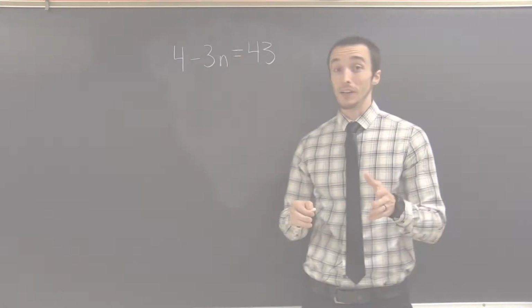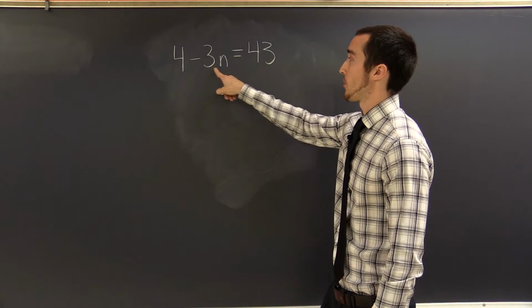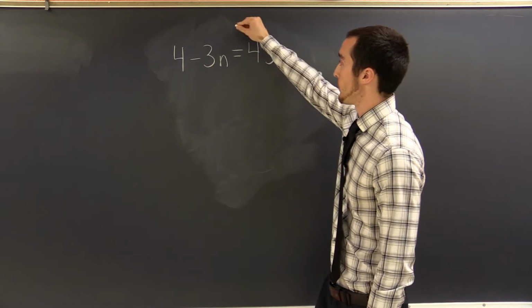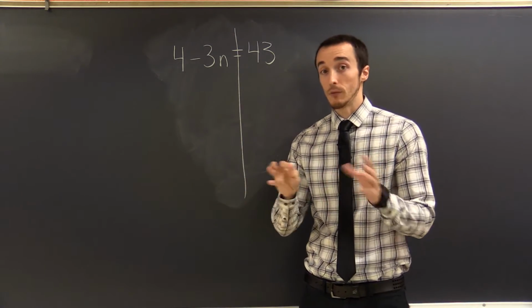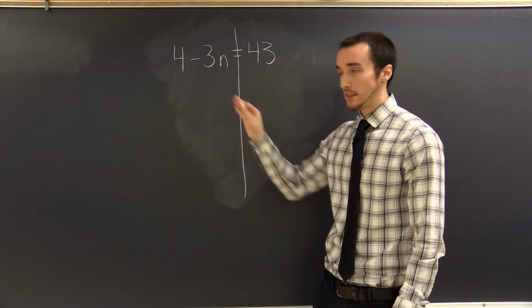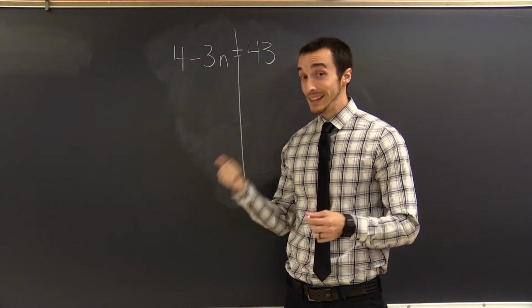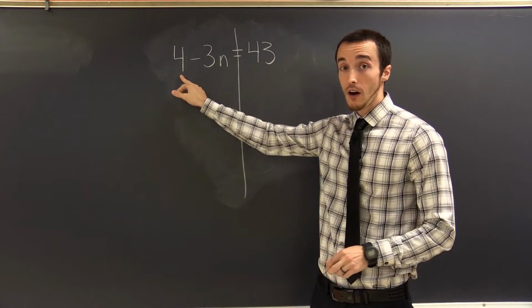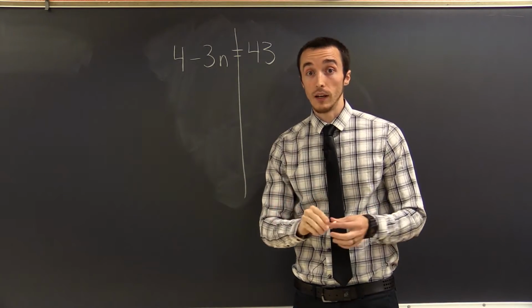Okay, so let's see what we can do with this problem. 4 minus 3n equals 43. First step, I always draw my line. Now remember how I said we want to get rid of our constants first. Take a second, maybe even pause the video, and see if you can identify which of these numbers is a constant. In this problem, 4 is a constant. It's a number by itself. So that is the first thing I want to get rid of.